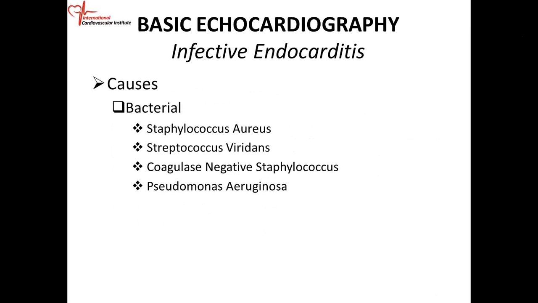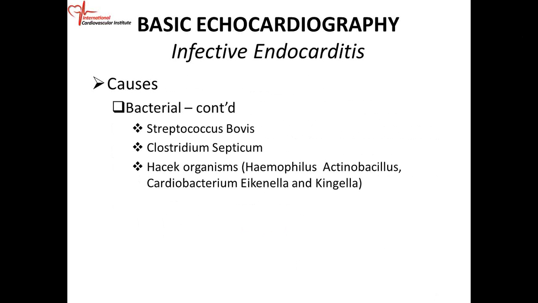What are some of the common causes of infective endocarditis, the bacterial infective endocarditis? Staphylococcus aureus, because these are bugs that usually reside on the skin. So that's one of the more common organisms. Streptococcus viridans, another common organism. Coagulase-negative staphylococcus, now fairly common, and Pseudomonas aeruginosa. So these are some of the more common bacterial causes.